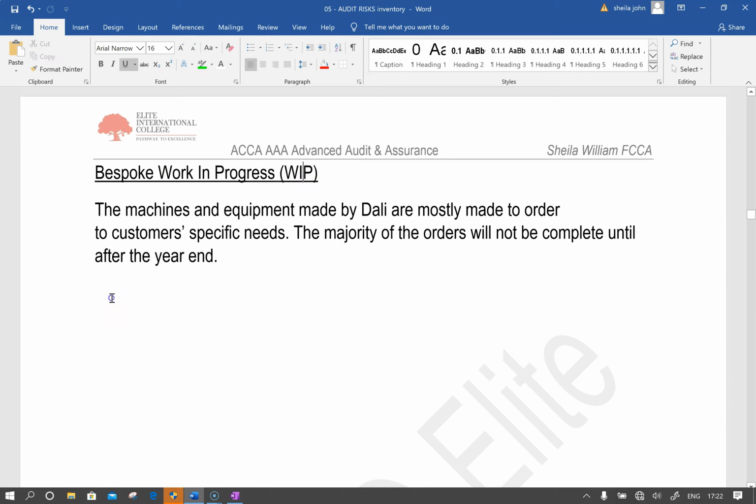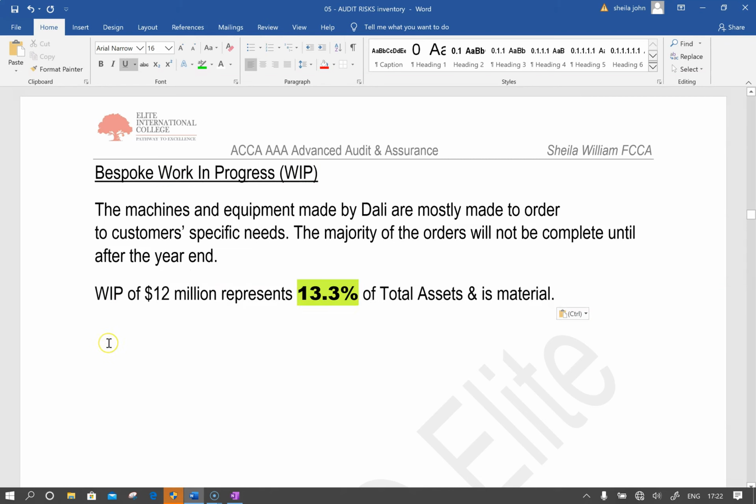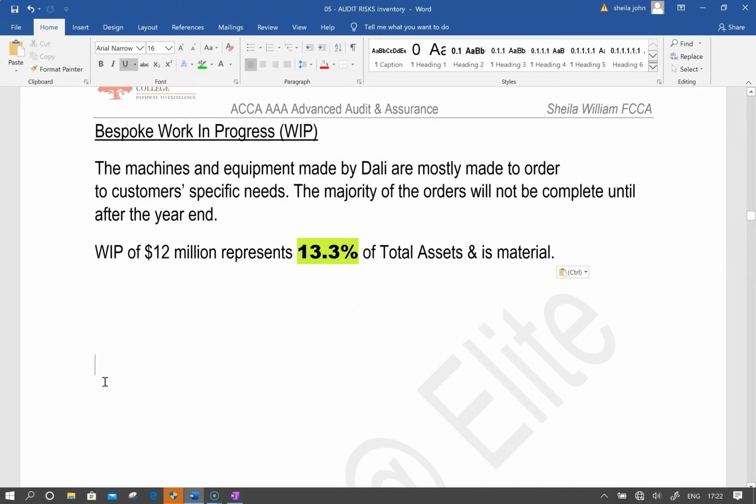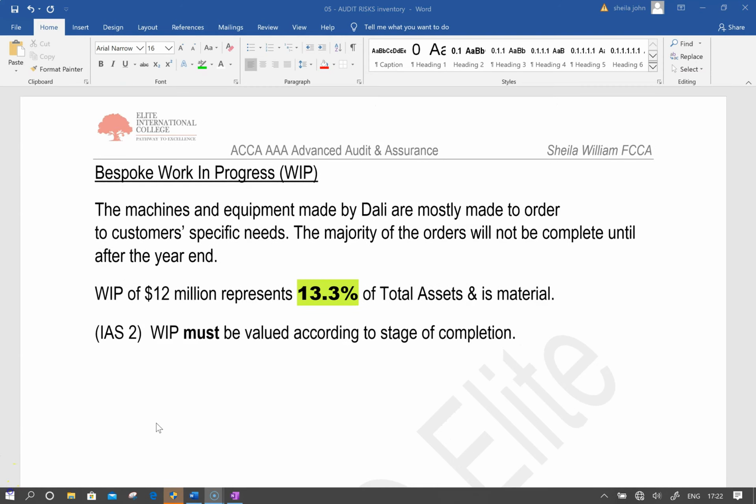All right. So the next thing we're going to do is put down the point on materiality. So WIP of 12 million represents 13.3% of total assets and is material. The next would be the accounting treatment. So why don't you stop the video for a minute and see whether you can write out the accounting treatment. Your observation in this particular question is that we have got bespoke WIP. Therefore, when you put down your accounting treatment, it has to be WIP related as well. So we're saying that WIP must be valued according to the stage of completion.